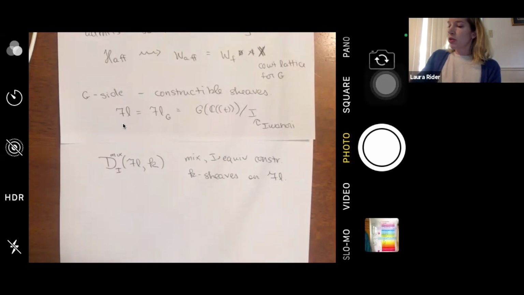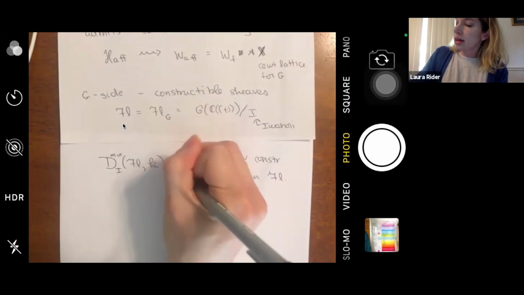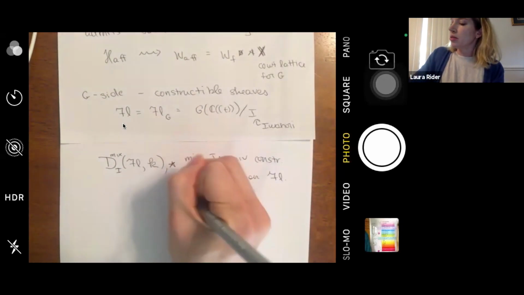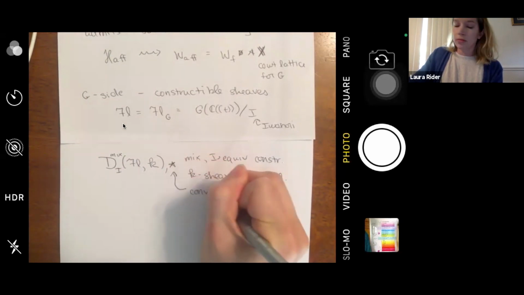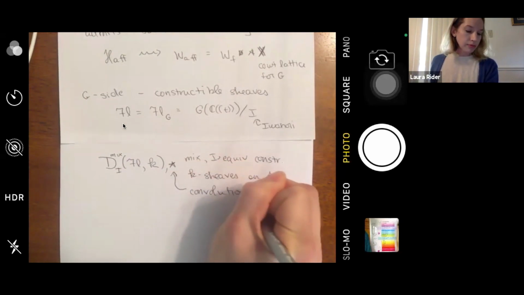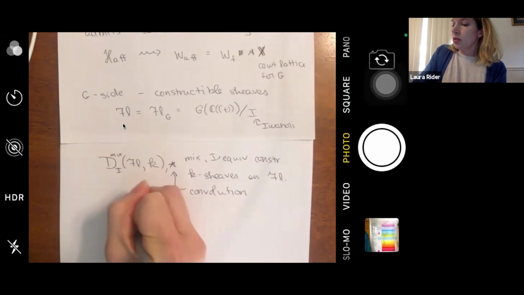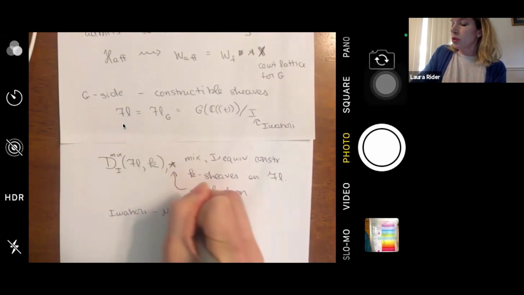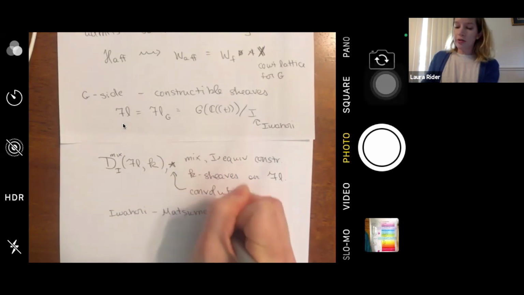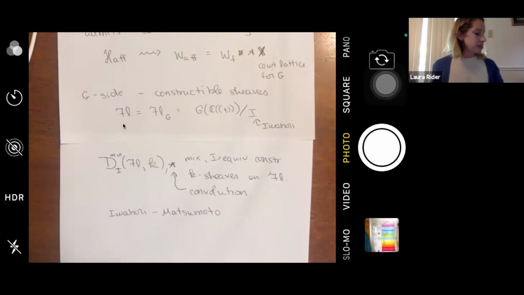And the multiplication in this algebra comes from convolution. And this is due to Iwahori–Matsumoto a long time ago. Maybe not so long in the grand scheme of things.